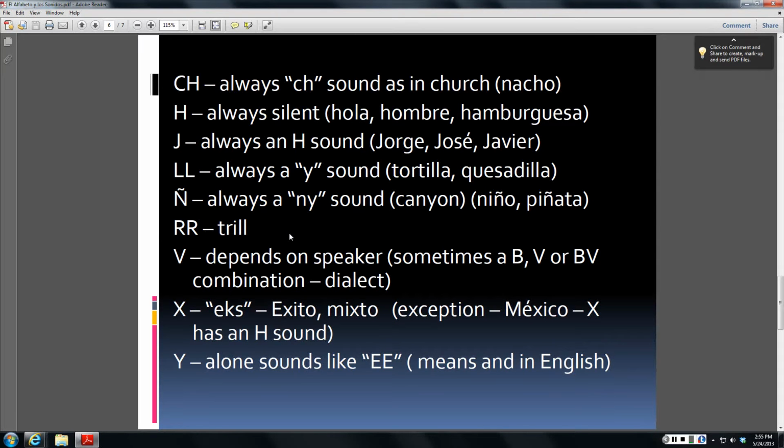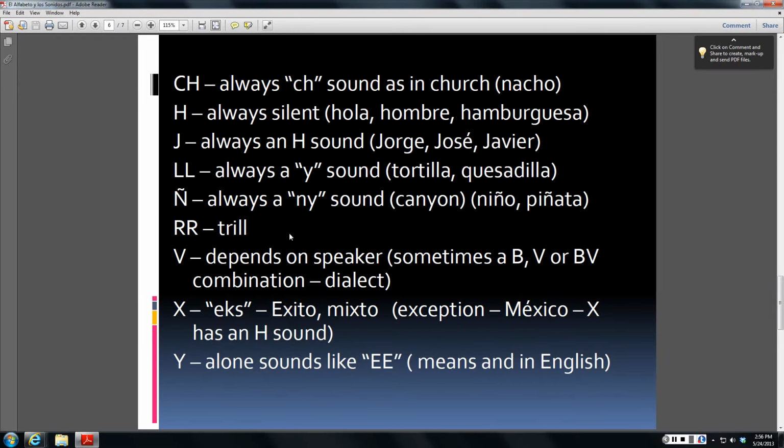The letter H in Spanish is silent. The H at the beginning of these words, so this first word is hola instead of hola or hala. It's hola, hombre, and hamburguesa. The letter J always has an H sound, and I always give names here because a lot of you are familiar with sports. You'll see a lot of Hispanic sports players with names like Jorge, Jose, Javier. The double L always has a Y sound, as in tortilla and quesadilla. The ñ always has a ny sound, like canyon, and it's found in words like niño, piñata.